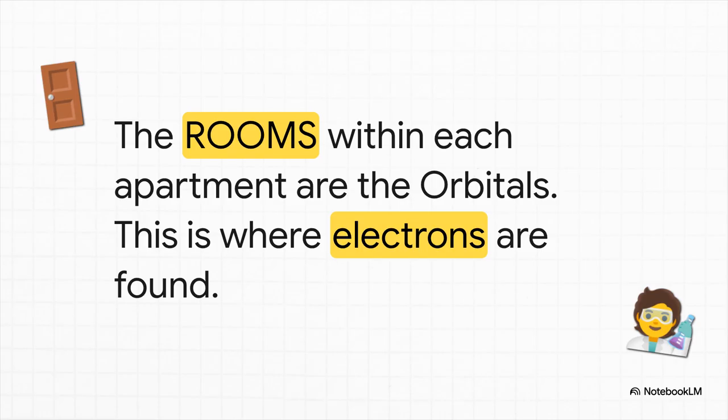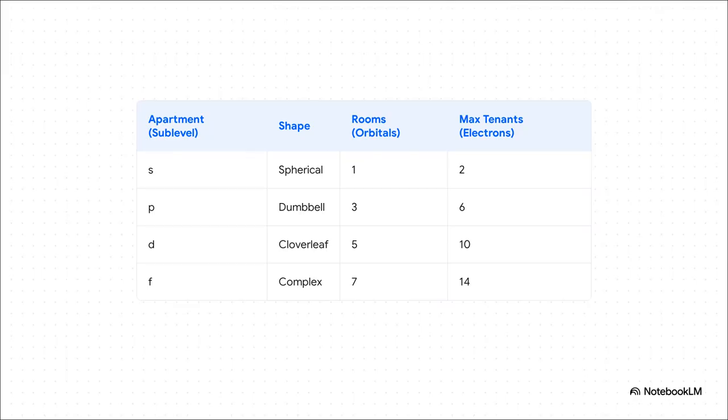And there is a very strict occupancy limit. Each room can hold a maximum of 2 electrons, no more. And you can see right here how these apartment types get more and more complex. An S apartment is the simplest one you can get. It's just a single spherical room that can hold 2 electrons. A P apartment is bigger, with 3 dumbbell-shaped rooms, so it can hold up to 6 electrons. And from there, the D and F apartments get way larger and more intricate, holding 10 and then 14 electrons.